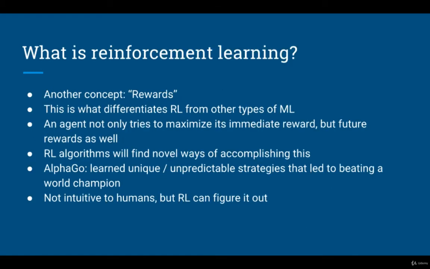There are a couple more things to define in reinforcement learning that are central to the subject. First, there is the concept of reward. This is what differentiates reinforcement learning algorithms from other kinds of machine learning algorithms. An agent will try to maximize not only its immediate reward, but future rewards as well. Often, reinforcement learning algorithms will find novel ways of accomplishing this. I'm not a Go player myself, but we've heard that the AlphaGo program learned unique and unpredictable strategies that led to its beating a world champion at Go. These are things that aren't intuitive to humans, but reinforcement learning algorithms can automatically figure them out.